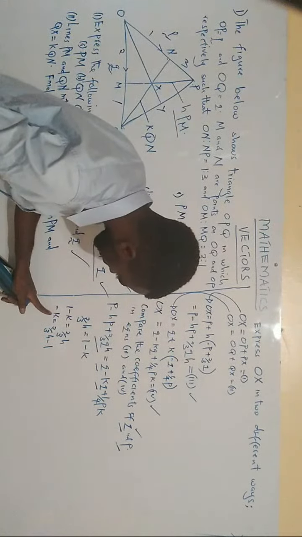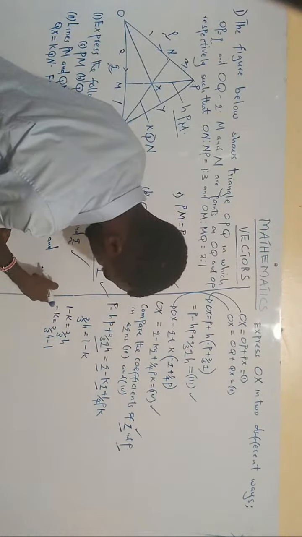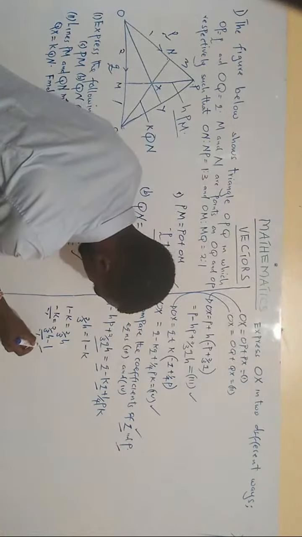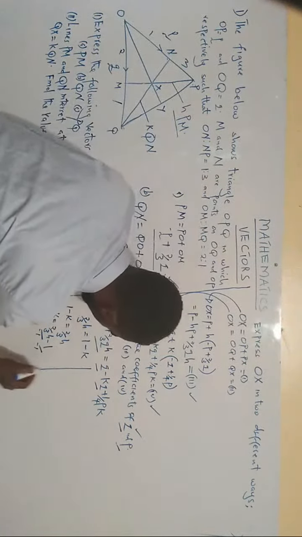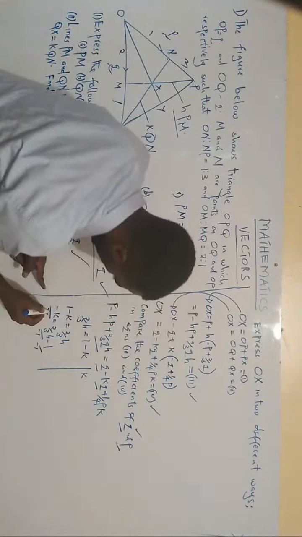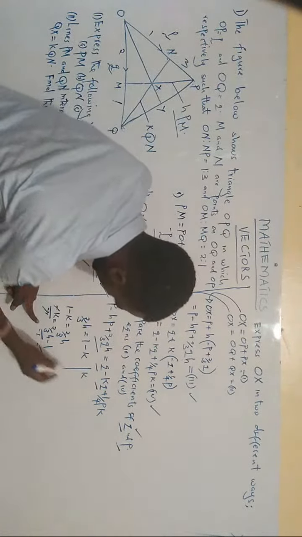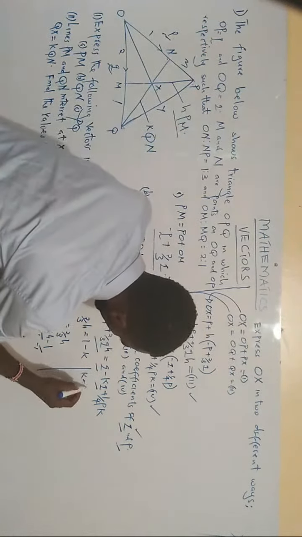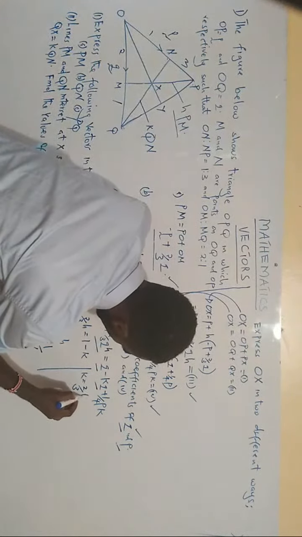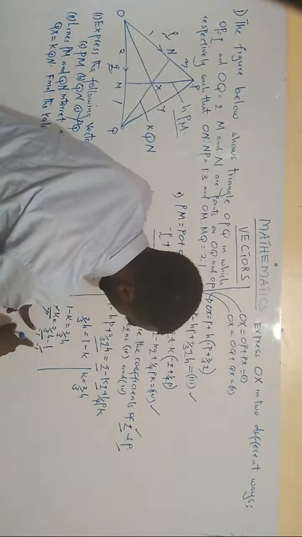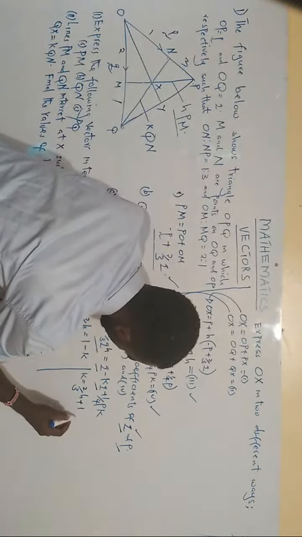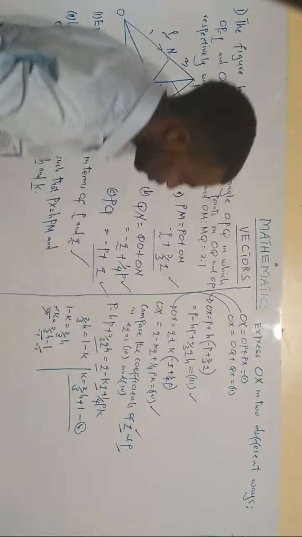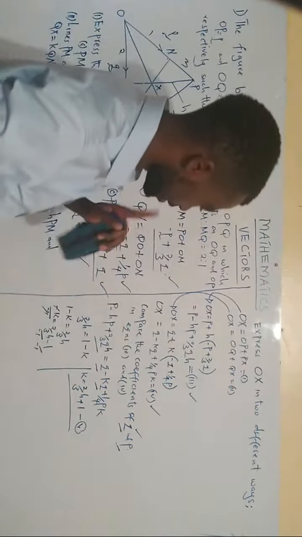To make k the subject of the formula, we can divide this side through by -1. Therefore k, the negative will cancel, will be equal to 2 out of 3h, negative divided by negative is positive, plus 1. You can call that equation 5. Okay, so we have compared the coefficients of q.